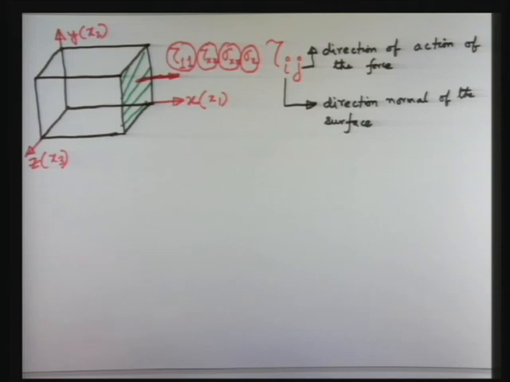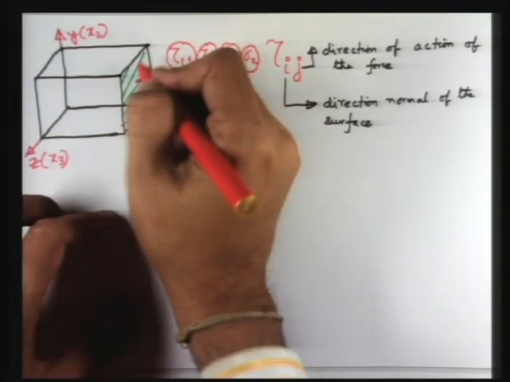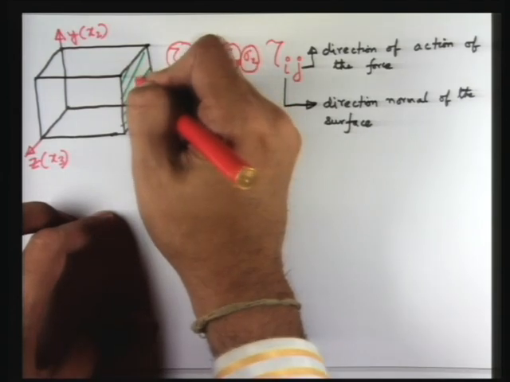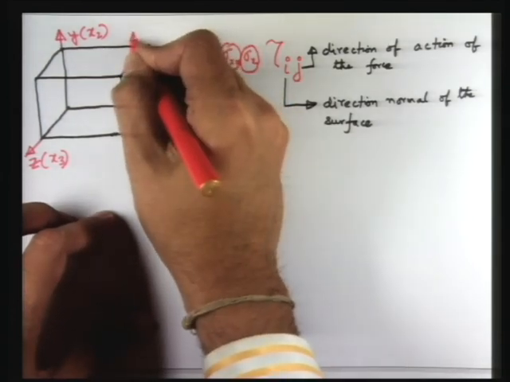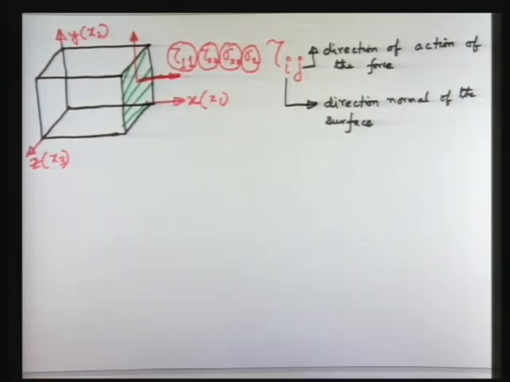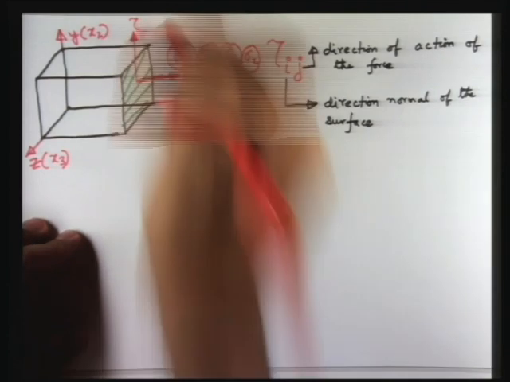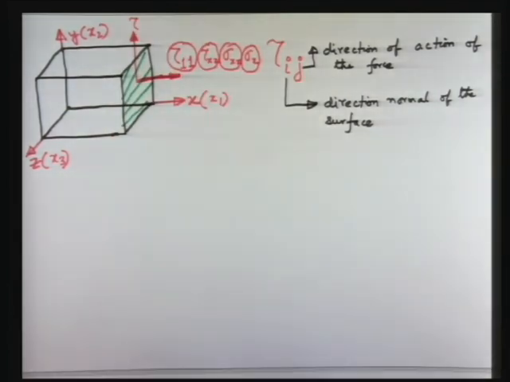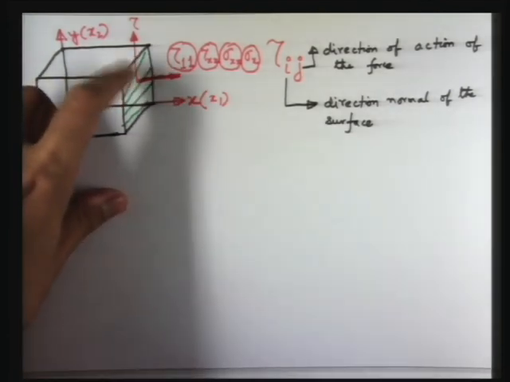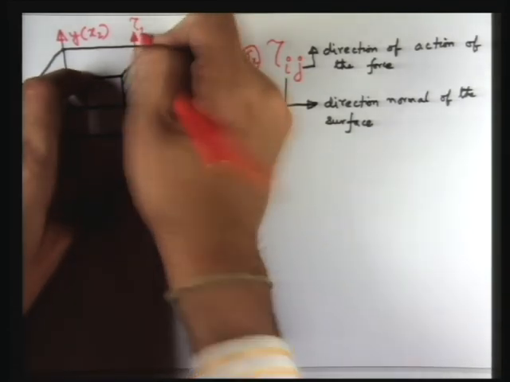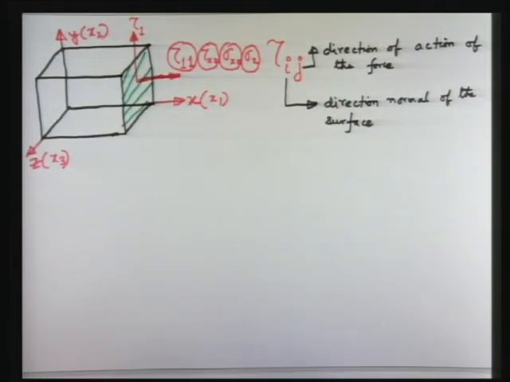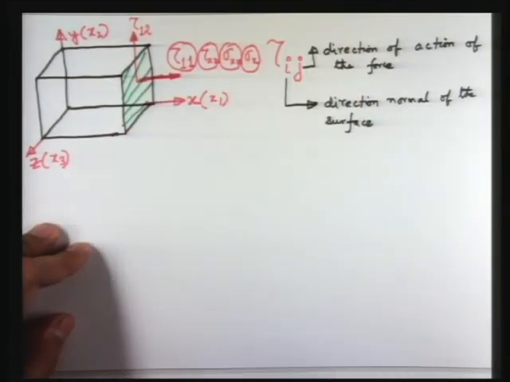Then let us come to the tangential components. So this is a tangential component. So let us try to write its notation. What will be the first index? The first index will be 1, because still we are considering the green hatch surface whose normal direction is 1. And what is the second index? The second index is 2, because this force is acting on x2 direction.